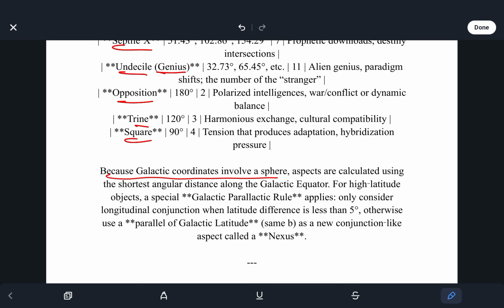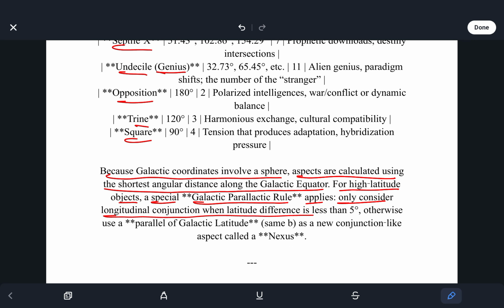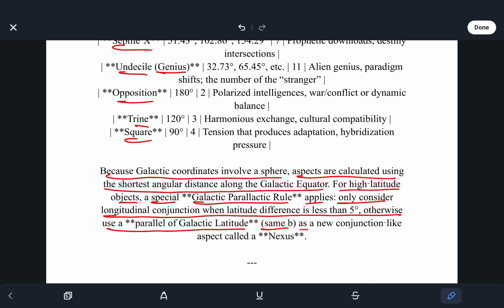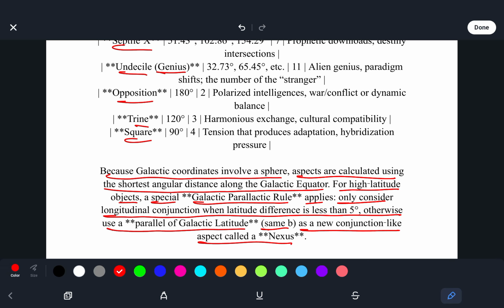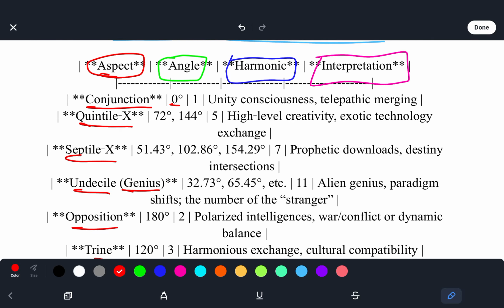Because galactic coordinates involve a sphere, aspects are calculated using the shortest angular distance along the galactic equator. For high latitude objects, a special galactic parallactic rule applies. Only consider longitudinal conjunction when latitude difference is less than 5 degrees. Otherwise, use a parallel of galactic latitude, same B, as a new conjunction-like aspect called a nexus. So conjunction is 0 degrees, angle, harmonic is 1, and then its interpretation is unity consciousness and telepathic merging. All right?